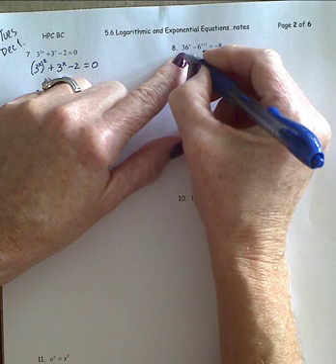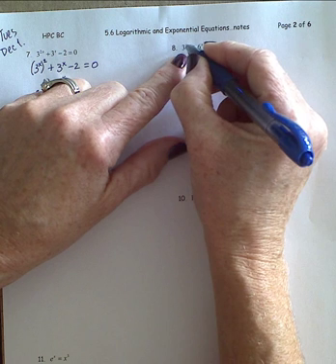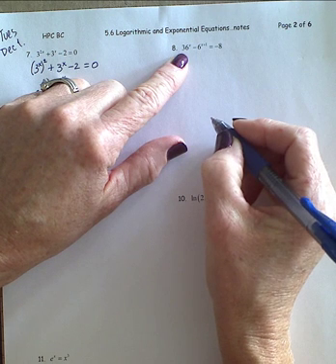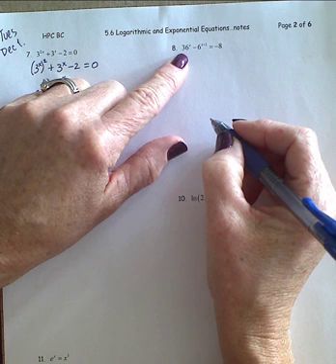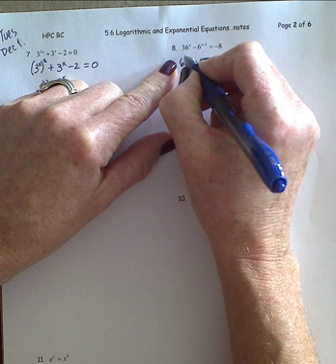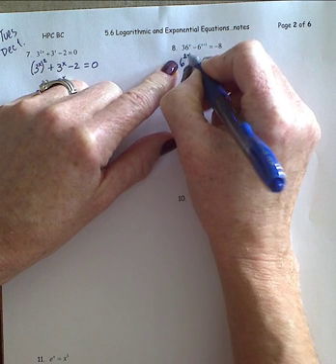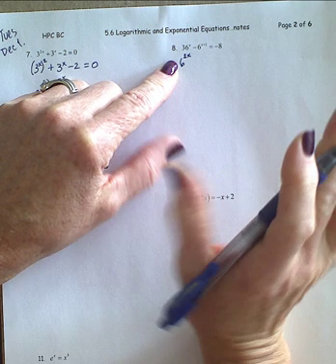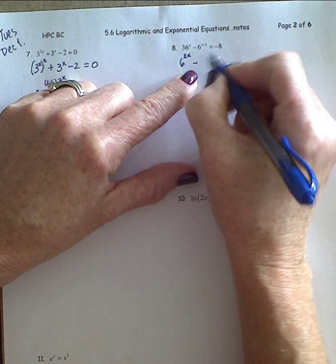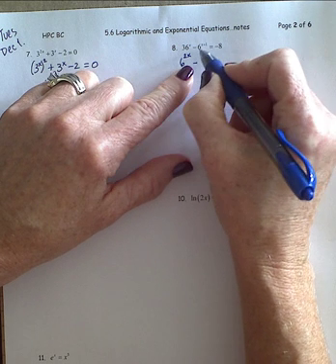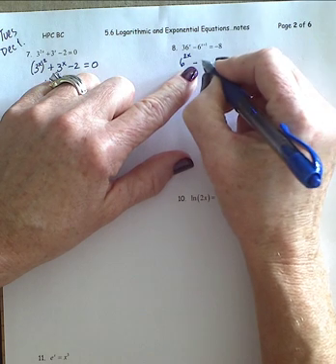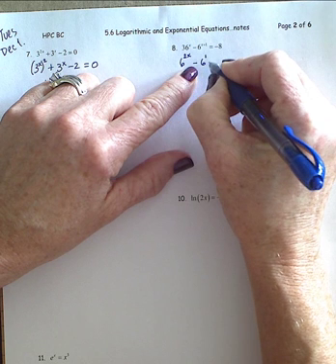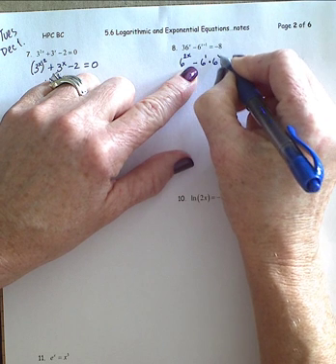This 36, could you write that as a power of 6? Yeah. 6 squared. So we could say that this is 6 to the 2x. Everybody okay with that one? Yeah. Minus, now I'm going to change this up a bit. This 6 to the x plus 1. Could I say that that is 6 to the first times 6 to the x?